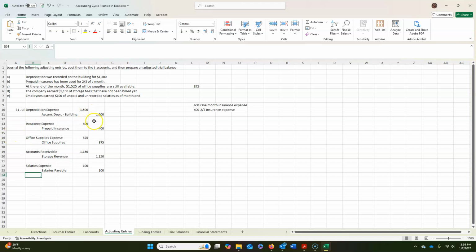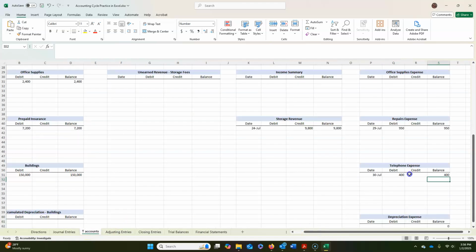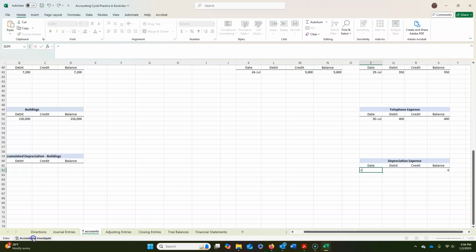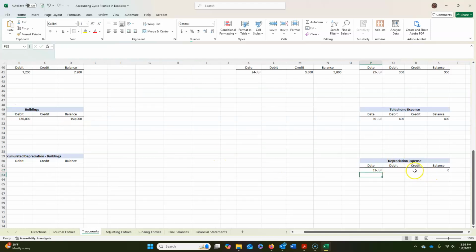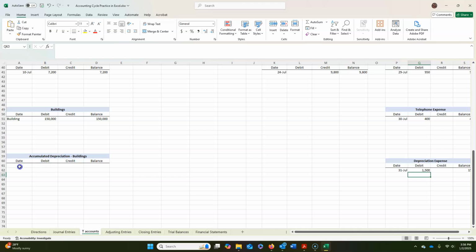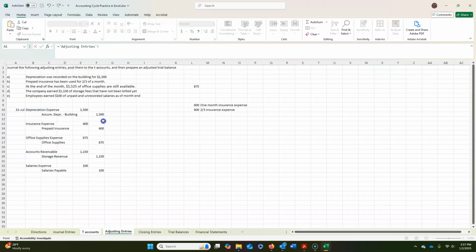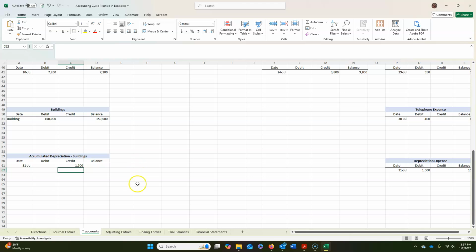Okay, now we're going to put those into our T accounts. So first we're going to go to this depreciation expense. July 31st. And we are going to debit depreciation expense for $1,500. Then we are going to accumulated depreciation. And we are going to credit this account for $1,500.